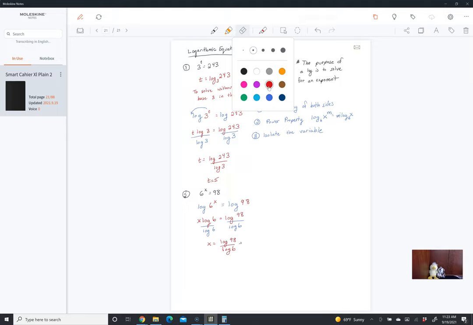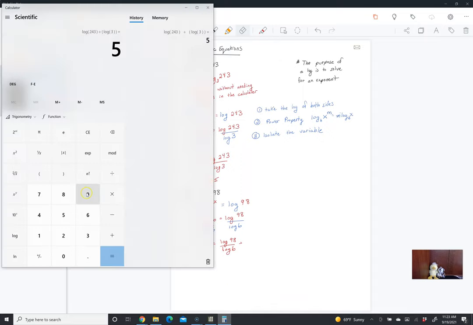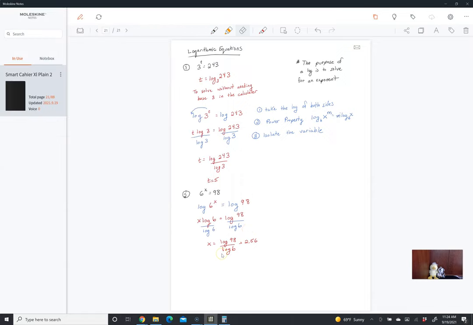Practice putting this into your calculator. You should be getting 2.56. And I'll do that here. I won't do this all the time. In other words, a lot of times I'll just write down the answer. So log of 98 divided by the log of 6. And we get 2.56. Okay, same three rules here. Nothing changed.